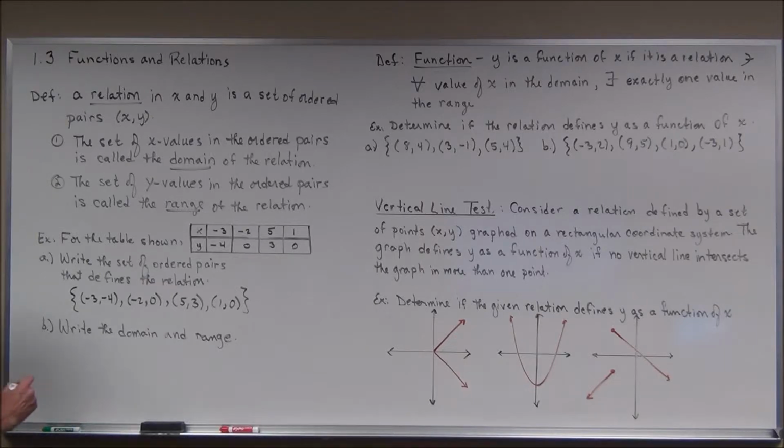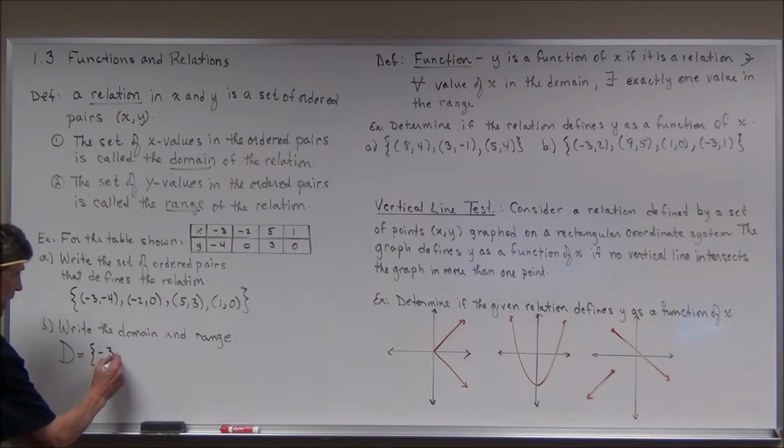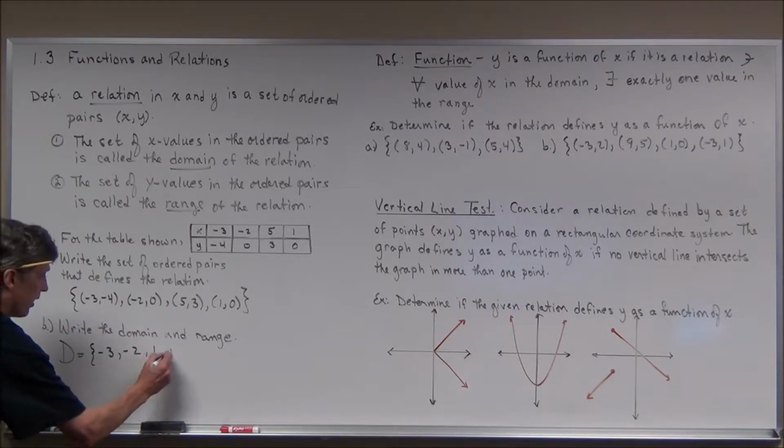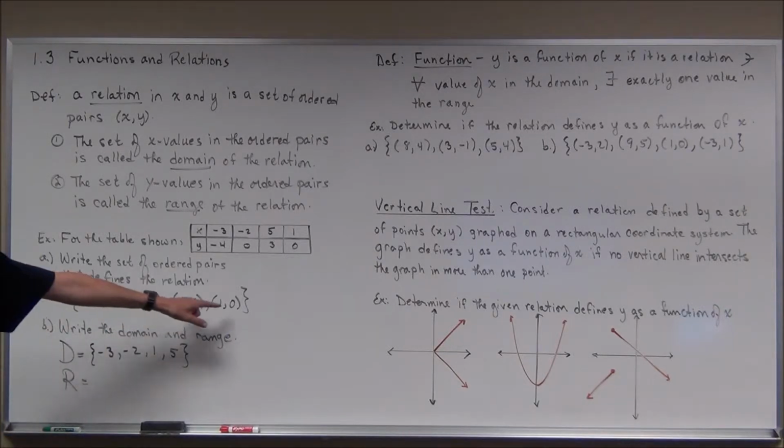The domain, and a lot of times for domain we'll use a capital D, would be all the x values, -3, -2, 5, and 1. I usually put these in increasing order, even if my ordered pairs aren't quite written that way: -3, -2, 1, and 5. And my range, and we usually use a capital R for range, would be all the y values, which would be -4, 0, 3, and 0.